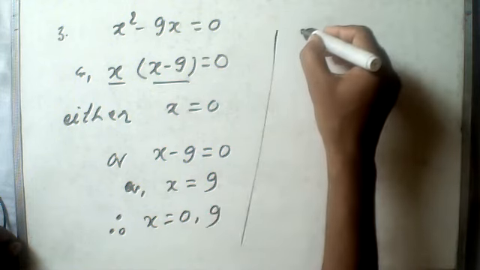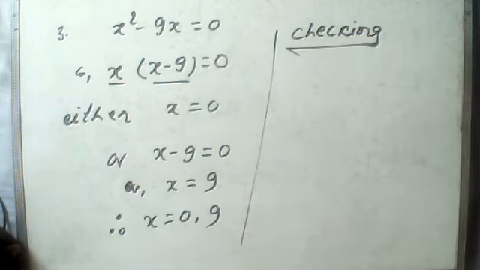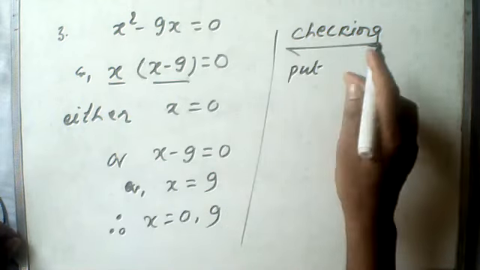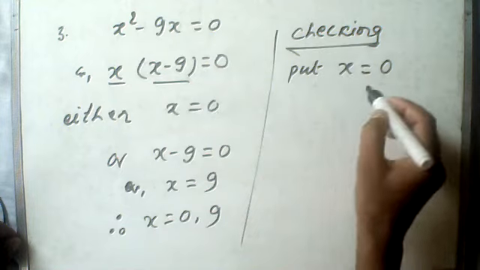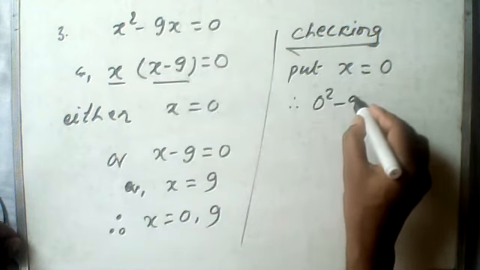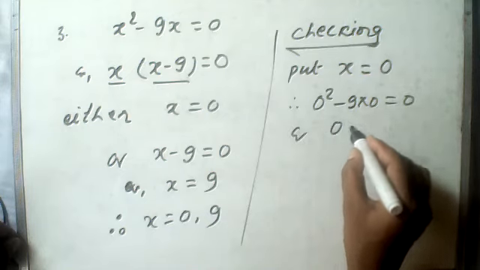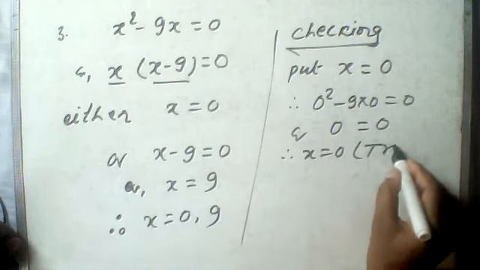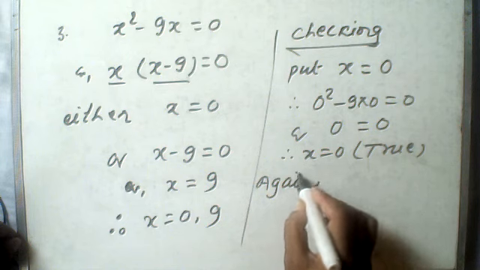We can check this also. We start checking the solution, whether x is equal to 0 and 9 are the solutions of this or not. Checking, put x is equal to 0 in the given equation. Therefore, 0 square minus 9 into 0 is equal to 0, or 0 minus 0 is 0. So this side also 0. So therefore, x is equal to 0 is true. This is the solution.